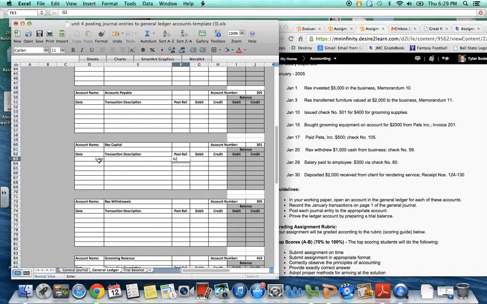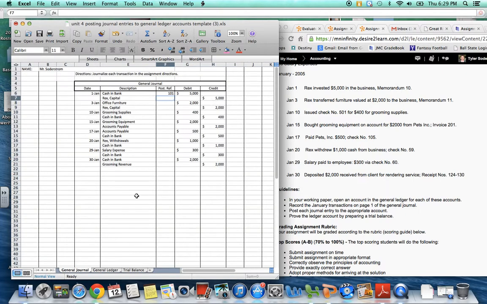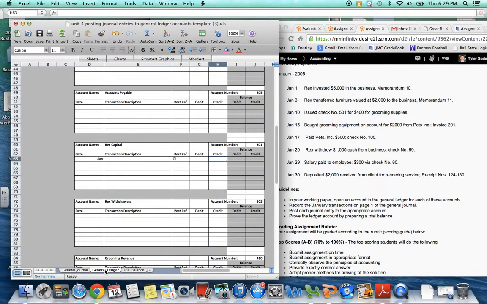Again, if you had the general journal listed with a page number, you would put the page number. So say it was on page 5 of the general journal, we just put a G5. But again, since I don't know the page number, I'll just put GJ. And what I'm posting here is a $5,000 credit. So I'll put a $5,000 credit here. And I have no balance before this. So a 0 balance plus a $5,000 credit equals a $5,000 credit balance.